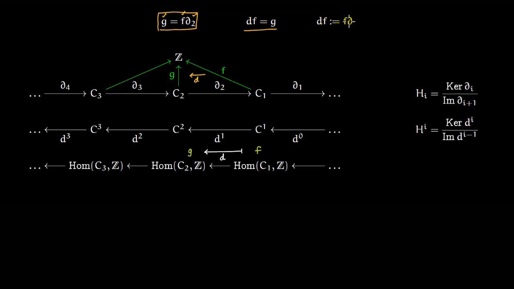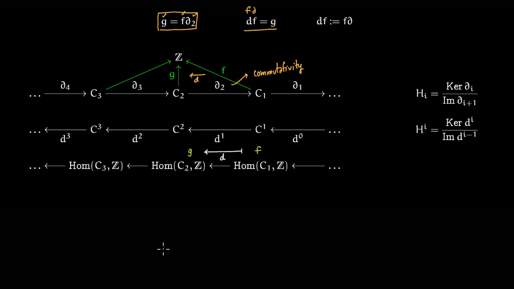So this is defined as f and partial. So first apply partial and then f. First apply this partial map and then f. So partial and f gives you g. That gives you g precisely because of commutativity of this triangle. So now we have defined this map D. So D will take f to g via the commutativity of this triangle.